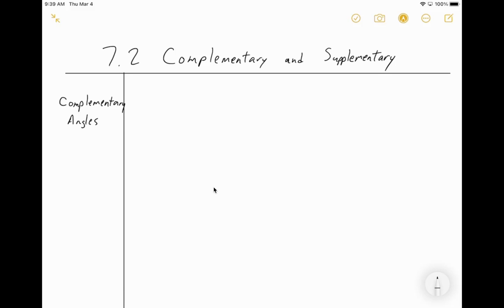Now, these are not angles that say nice things about you, like, hey, you're so pretty, or hey, I like your shirt. No, not that kind of compliment. Complementary angles are angles that add up to 90 degrees. If two angles add up to 90 degrees, whether they're touching or not, they are complementary.